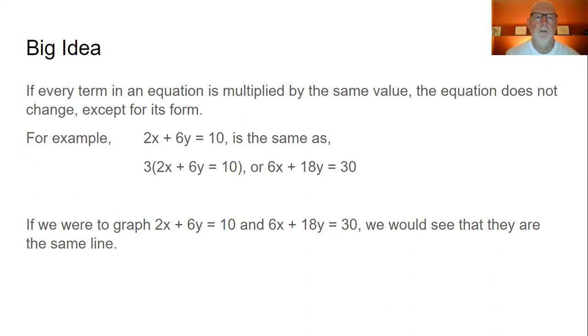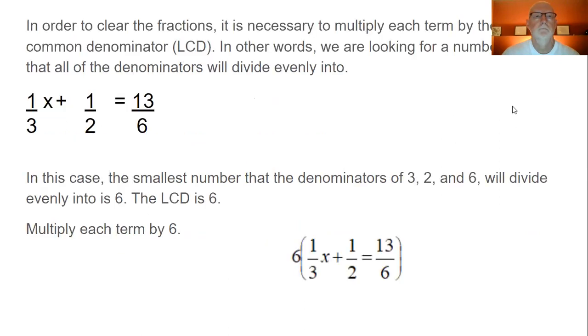If we were to graph 2x plus 6y is equal to 10, and 6x plus 18y is equal to 30, we would see that they are the same line. They're essentially, for all intents and purposes, the same equation, just a little different form. We're going to take this idea with us as we move forward. In order to clear the fractions, it is necessary to multiply each term by the least common denominator, the LCD.